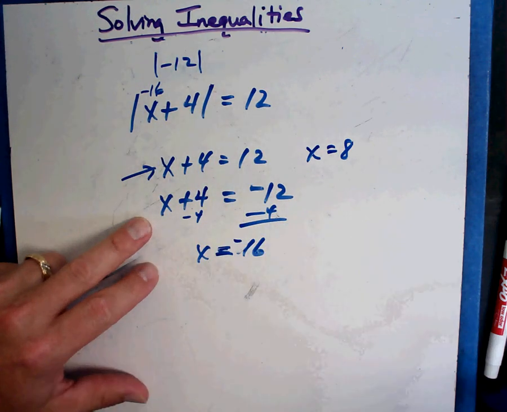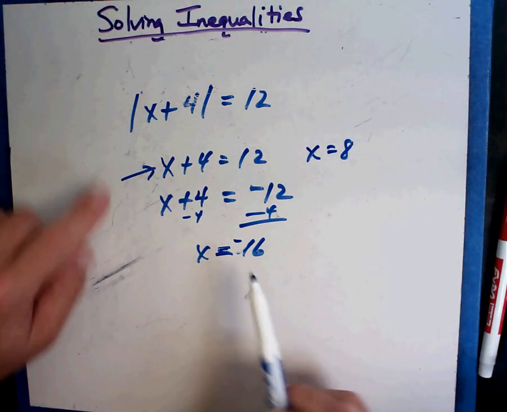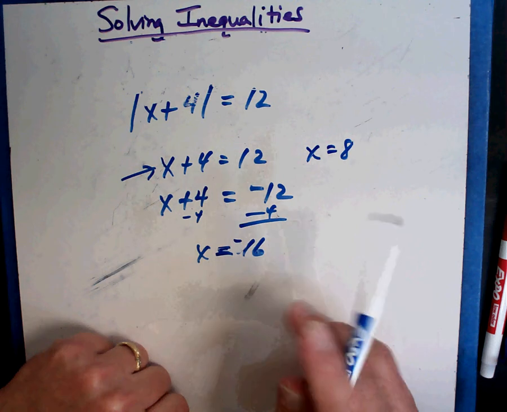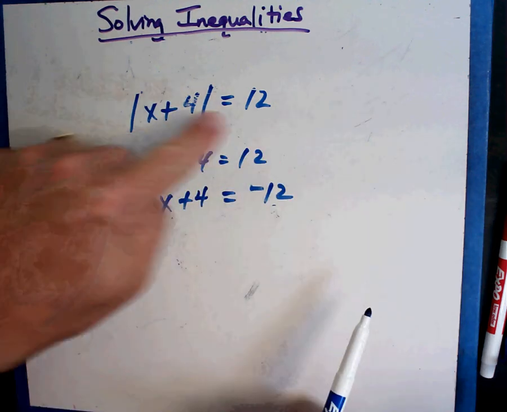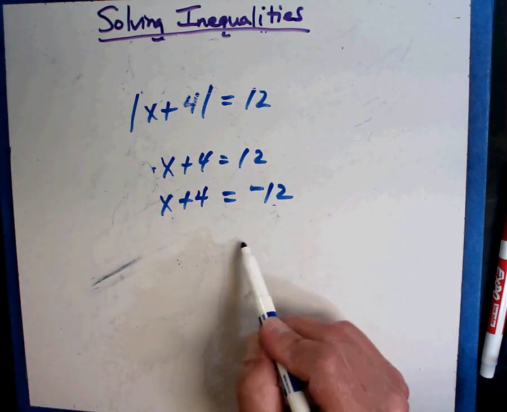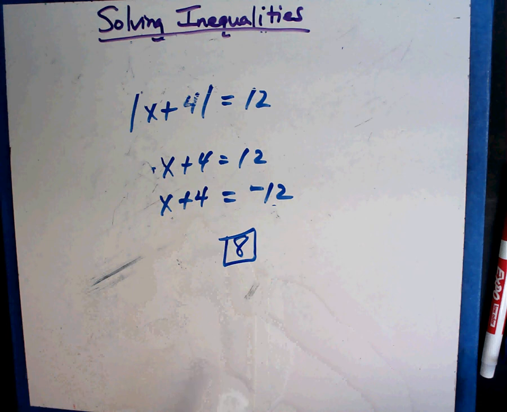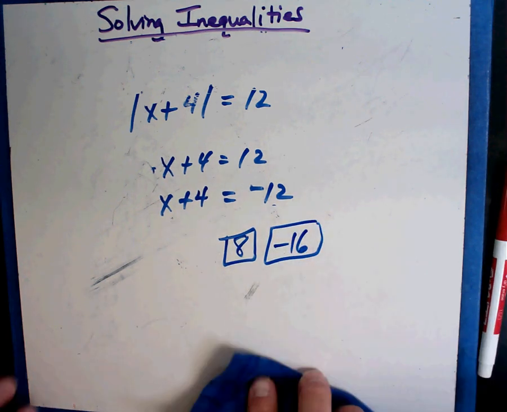So whenever you are solving an absolute value, you can drop the absolute value by having both versions. So in this case, both versions look like this. X plus 4 is 12, and x plus 4 is -12, and you just solve it. So there were two answers, 8 and -16. And I just showed you how to do the math on both of those.